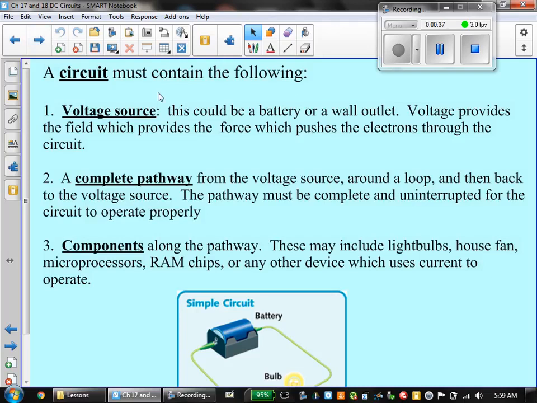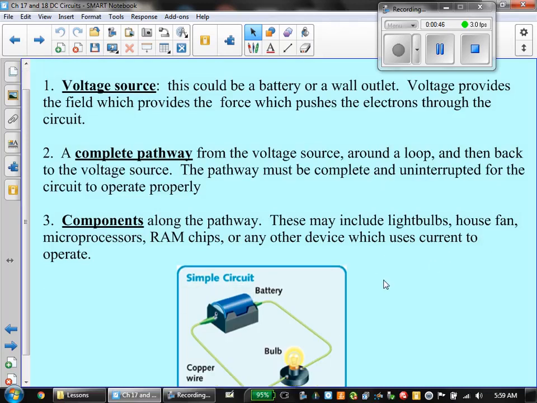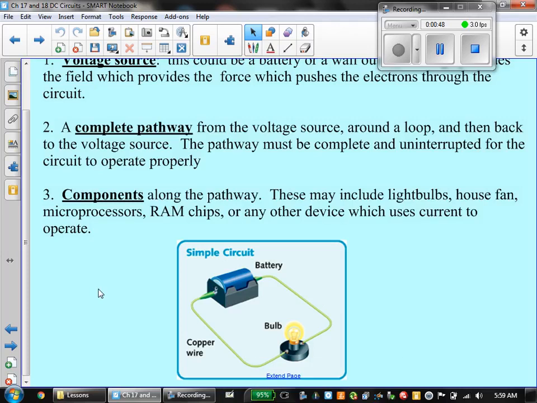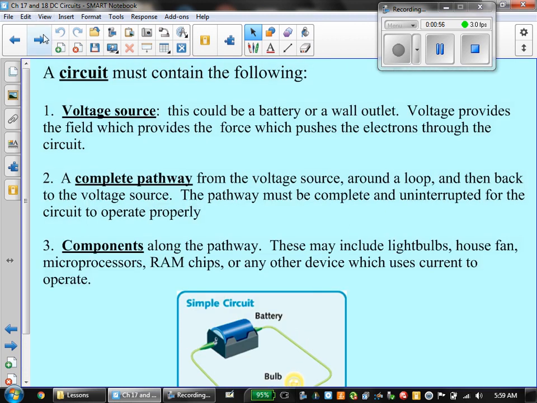Now, the key components to any circuit is they have to have a voltage source. We talked about that last chapter, typically a battery. You have to have a complete pathway. In other words, there can't be a break in the path. It has to be complete. And then you have components along the way. In this case, a light bulb, but it could be a capacitor, it could be a resistor, it could be anything in a computer, for example.